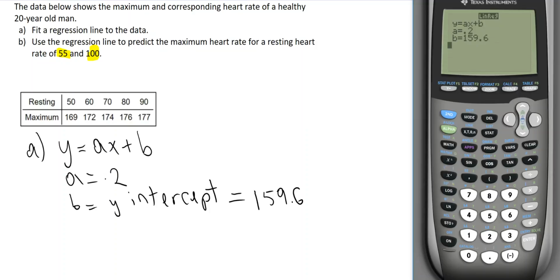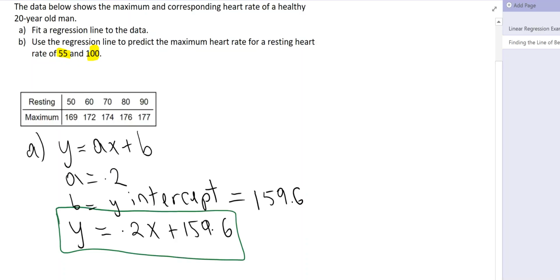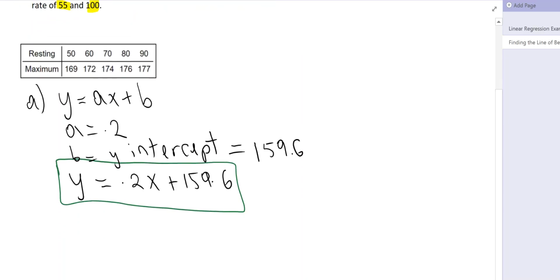Okay, so the equation will be 0.2x plus 159.6. This is the best fit line. If we wanted to interpret the slope being 0.2, it means that with every increase in the resting heart rate, the maximum heart rate increases by 0.2. So with a 1 unit increase in the resting heart rate, we get a 0.2 increase in the maximum heart rate.